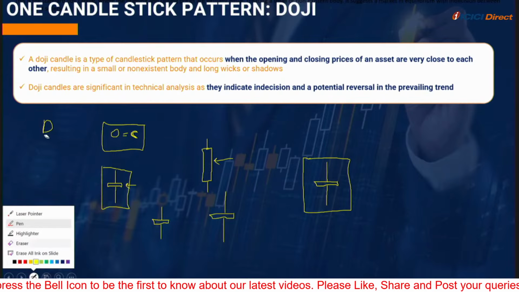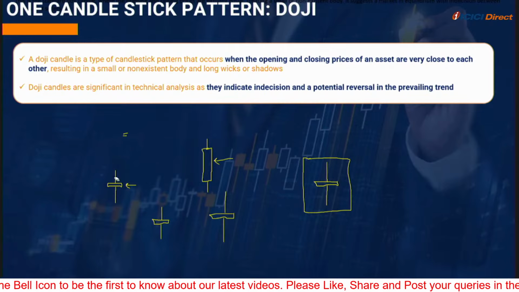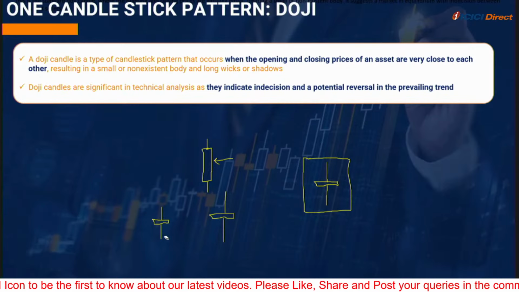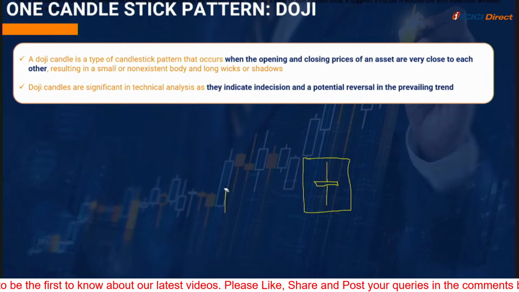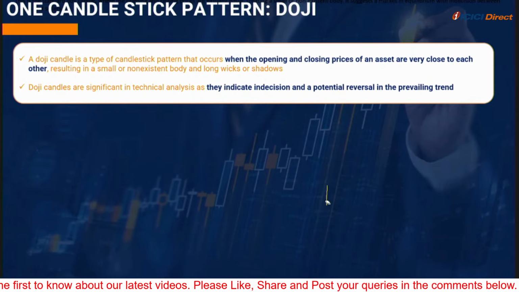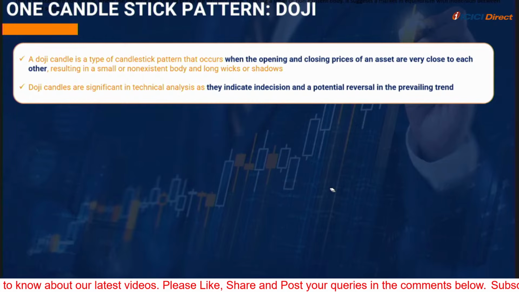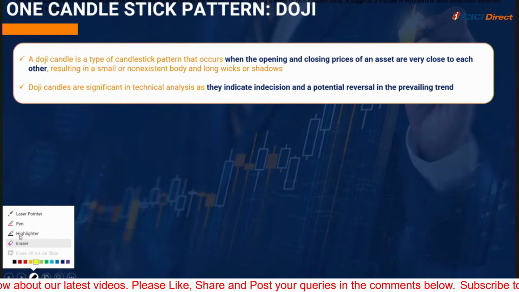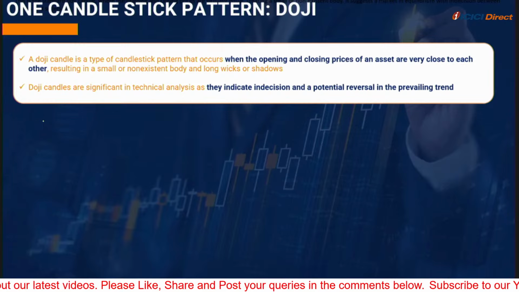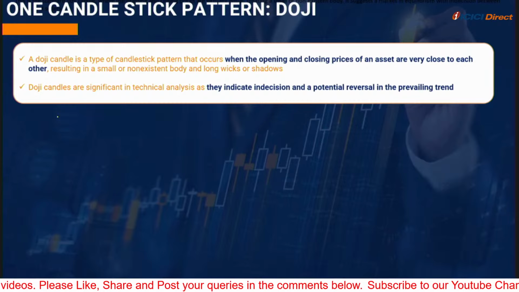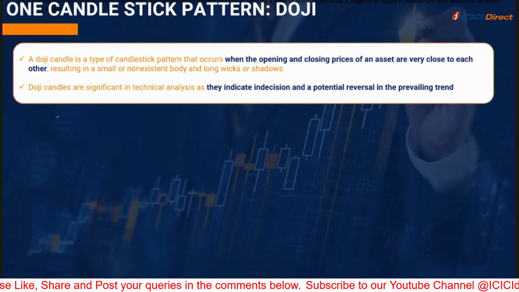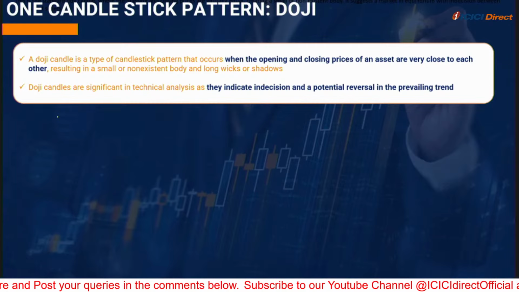We've got three types of doji candle. Please make a note of it. I'll just erase the drawing. The three types of doji candle: one is a normal doji, second is a gravestone doji, and third is a dragonfly doji. So are these names clear? Normal doji, we call it doji. Second is a gravestone doji. And third is the dragonfly doji. Three types of doji candles are clear.